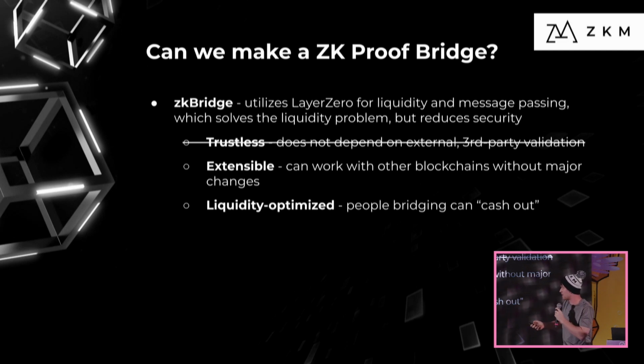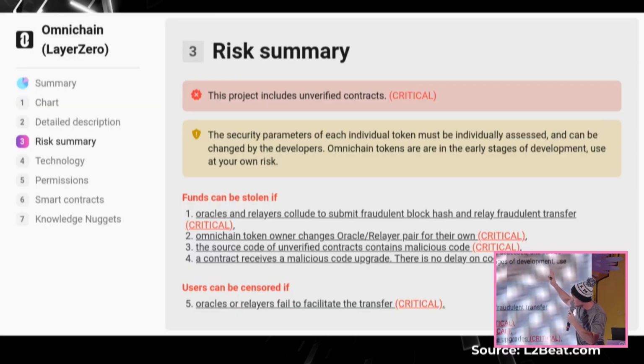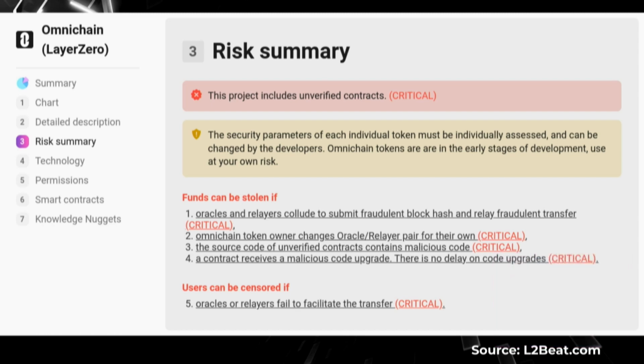Unfortunately, for the security part, we can take a look at layer 0's omni-chain model, and we have a lot of red things, scary. Essentially, I am putting my trust in layer 0, in how layer 0 implements things, in order to facilitate the transfer. They make it really easy to get the liquidity. They make it really easy to do all this message passing, but you have to trust layer 0.